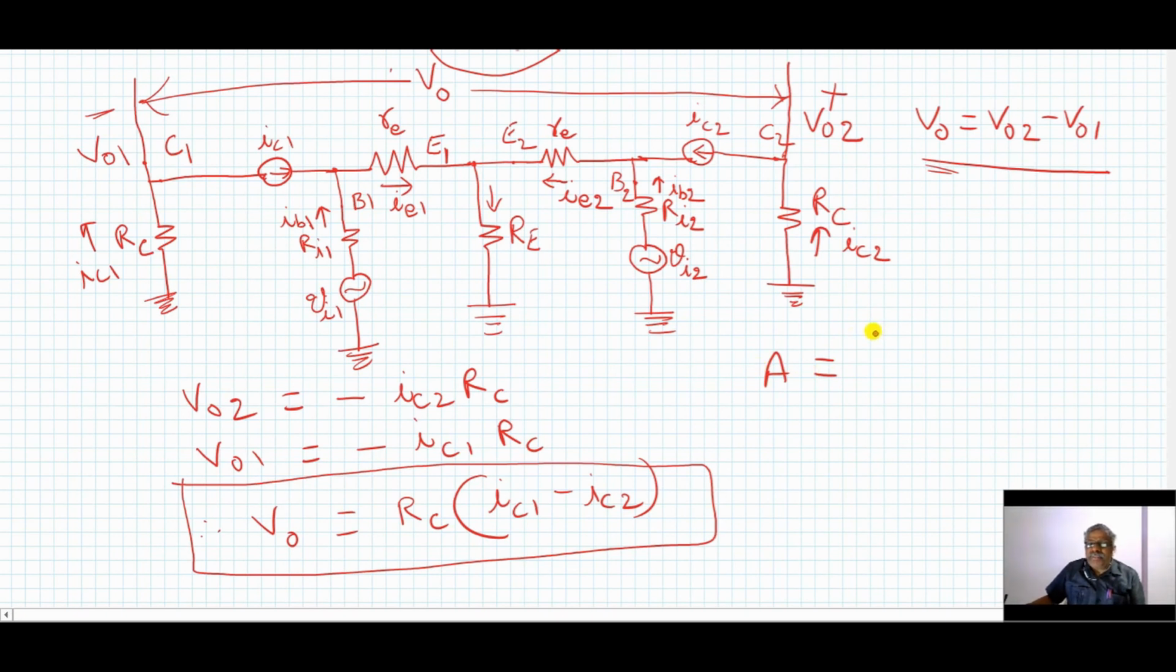How is gain defined? Because this is a differential amplifier, the gain we call the differential gain. Differential gain is defined as the ratio of output voltage by differential input, VID. That is the difference. So first find out the expression for V0, then divide with VID, then we get the expression for AD. So in this procedure, first we find the expression for V0, then we divide with VID. What is VID? The differential input, Vin1 minus Vin2.